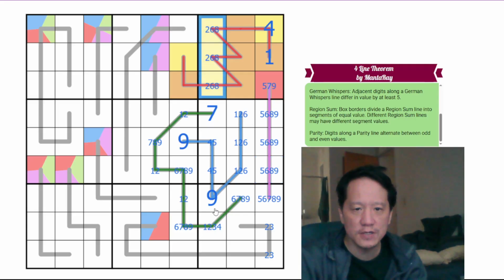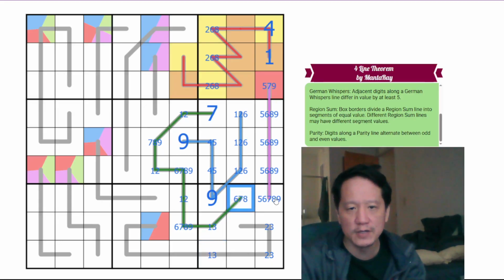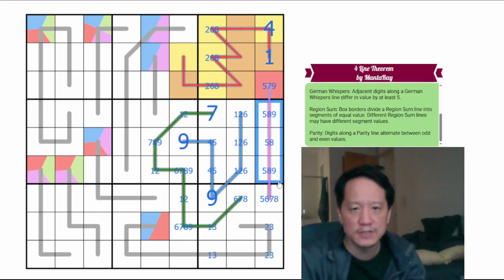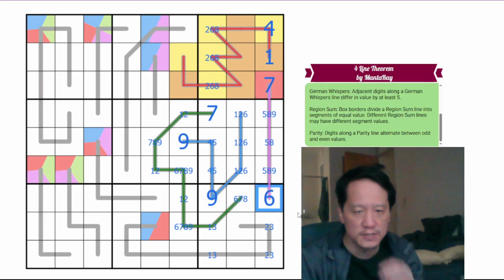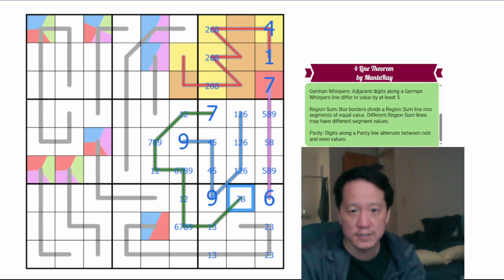This is 2, 6, 8, which forces this to be a 1, 3 pair. This can't be 9. This can't be 9. This can't be 9. These can't be 6. So it's 5, 8, and 9, which eliminates 5, 8, 9 here. So it's 7 and 6, which means this can't be 6 here. This has to be 5, 7, and 8.